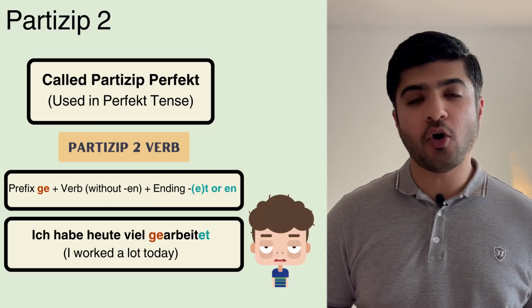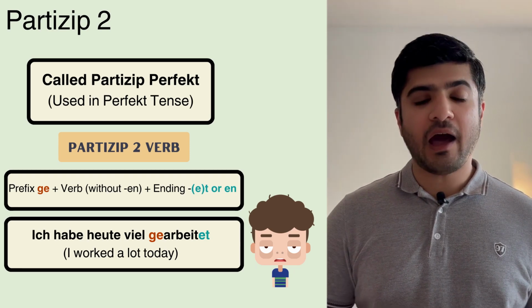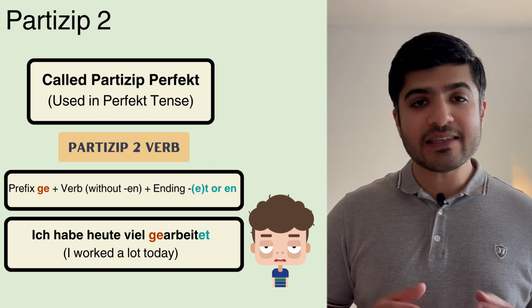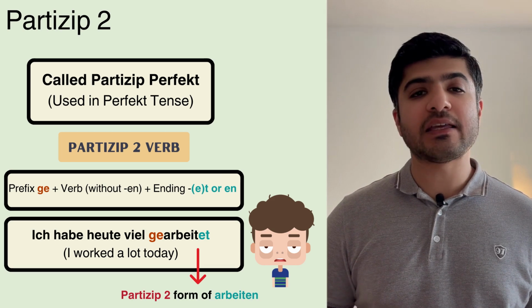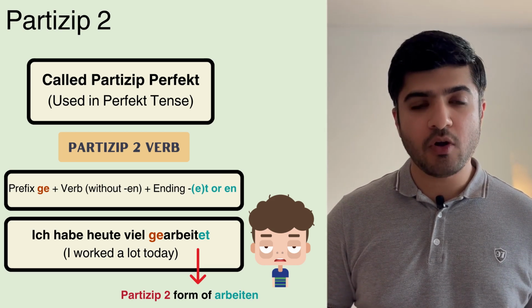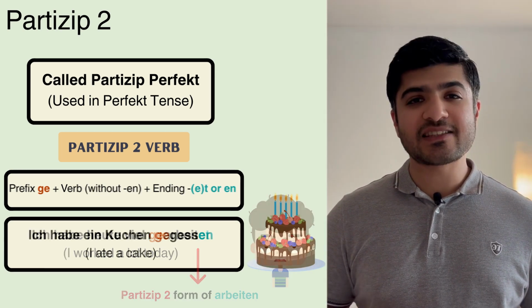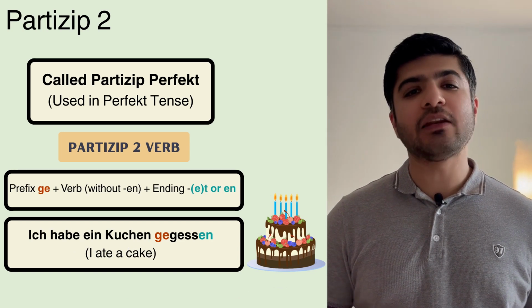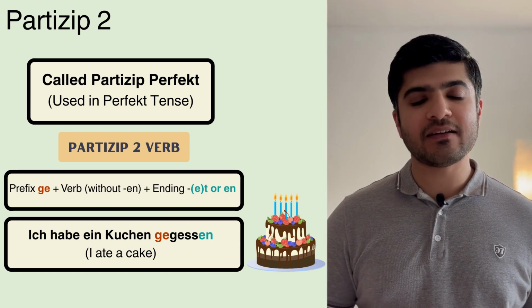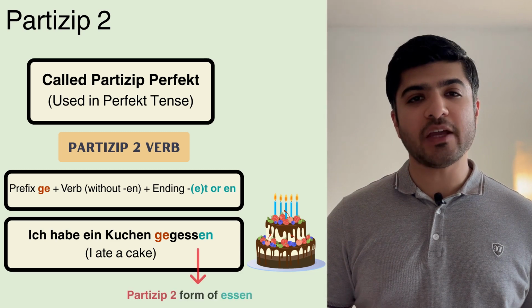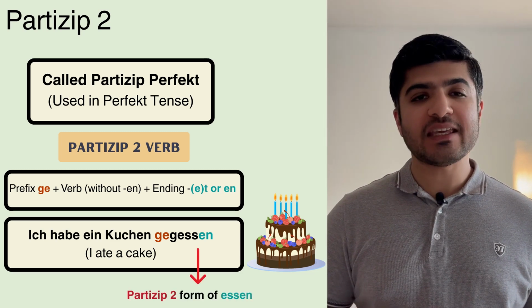An example of the Partizip 2 form used in a sentence is Ich habe heute viel gearbeitet. I worked a lot today. In this sentence, gearbeitet is the Partizip 2 form of the verb arbeiten. Let's take another example. Ich habe einen Kuchen gegessen. I ate a cake. The Partizip 2 form of essen is gegessen.